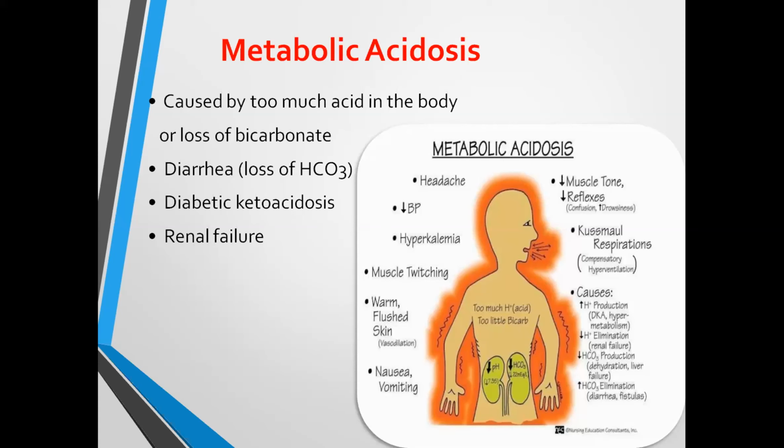In diarrhea we mostly have loss of bicarbonate. Those patients are having excessive loss of bicarbonate. Diabetic ketoacidosis: in this patient the patient has overproduction of hydrogen ion. Hydrogen ion production increases, and there is hypermetabolism. The patient's metabolism activities are increased, and there is reduction and elimination in renal conditions.